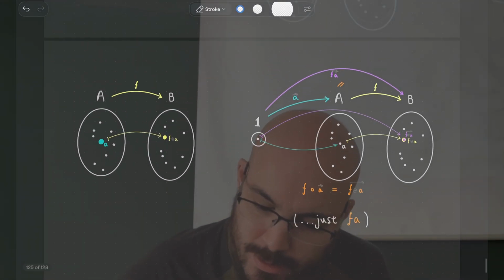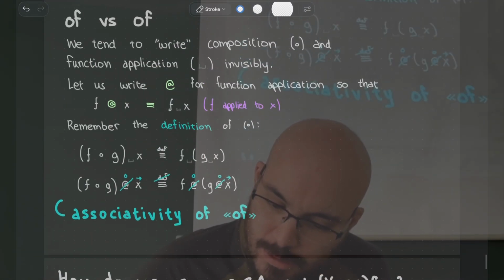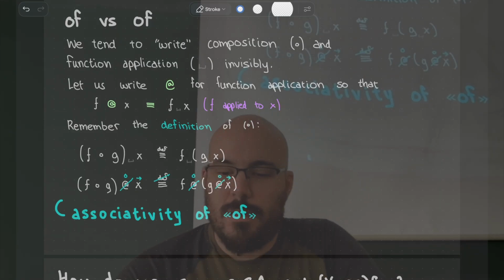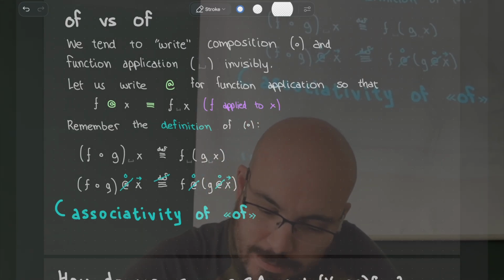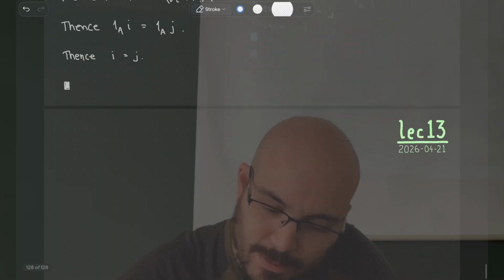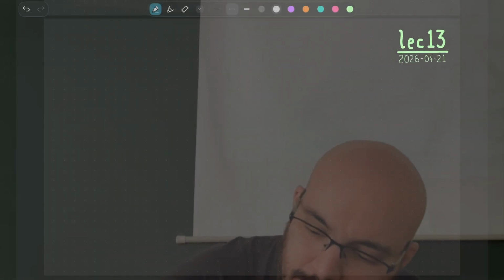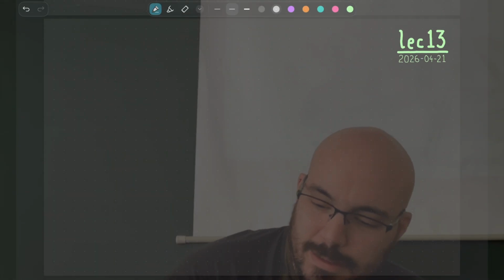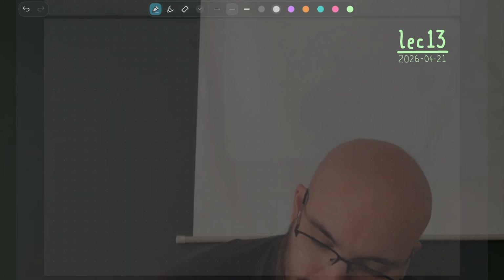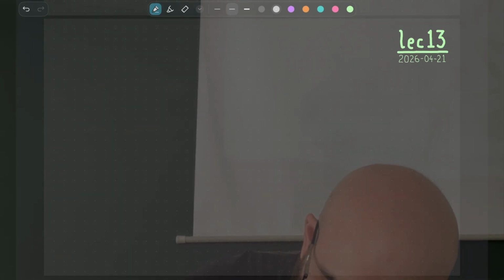Okay, so let's start testing the things we know. I'll quiz you quickly in some categories. Let's go to the category Set. The question is, do I have a terminal object? Do I have an initial object?